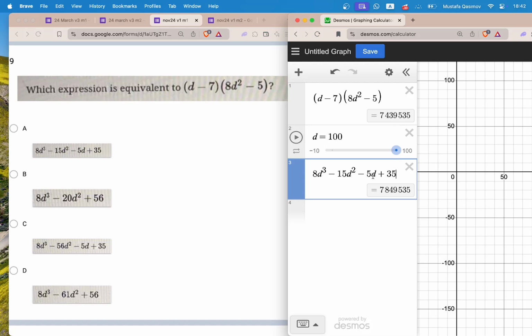So they are not the same, right? They are different. So it is not A. Let's look at this one. It is similar to A. Let's make it 56. So they are the same. So the answer is C.